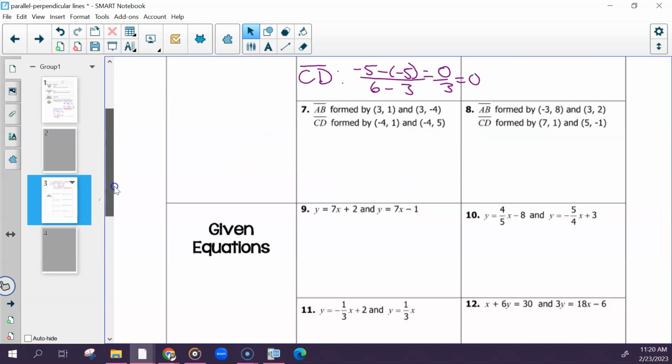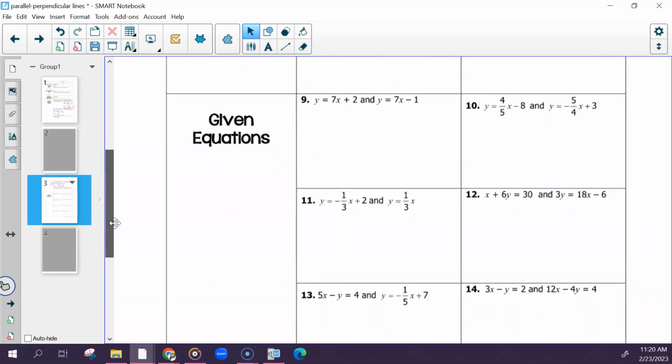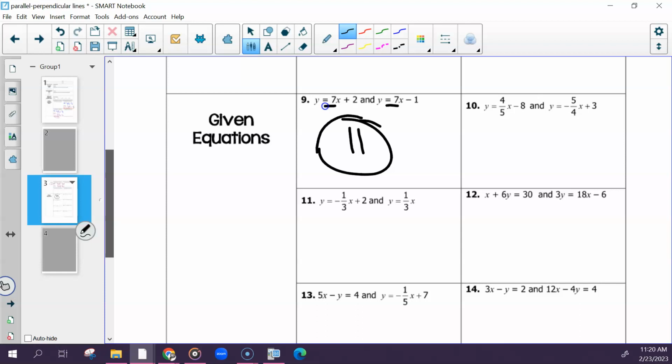Now we're going to switch gears, and we're going to be given equations. We're going to start at 9 and do the same thing. For number 9, would these be parallel, perpendicular, or neither? Why? They have to have the same slope and different y-intercepts. Because of that, these are parallel. You can do the symbol or write out the word parallel.